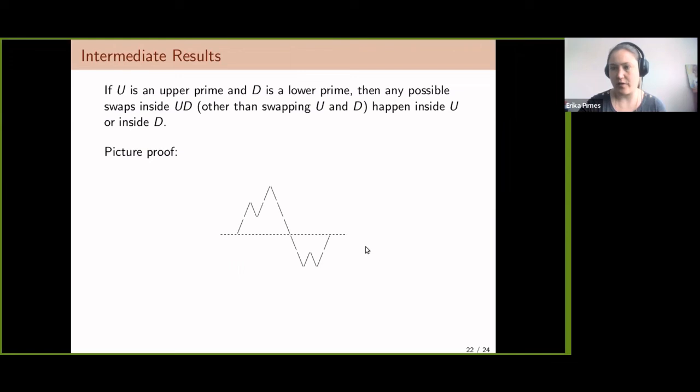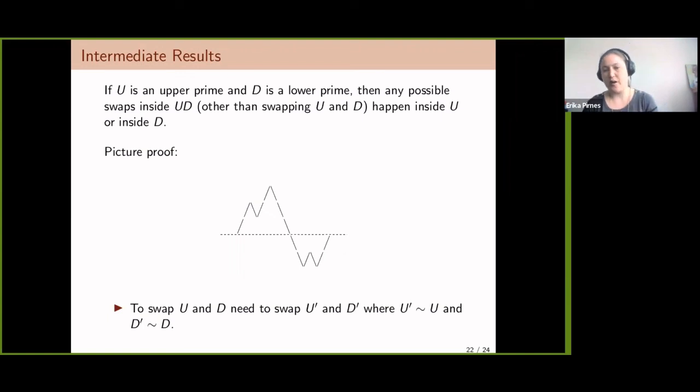If I look at level 0, the only swap I can do is the U and D, the illegal swap. If I look at levels that are above, then all the swaps on those levels happen inside the upper prime. If I look at levels that are below, all swaps happen in the lower prime. And of course, I've written a more mathematical proof than looking at the picture, but I think the picture just makes it easier to understand what is happening.